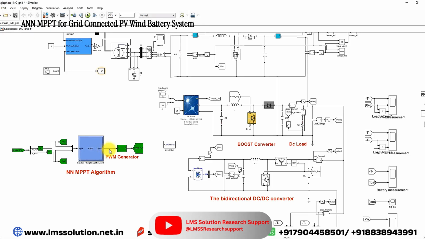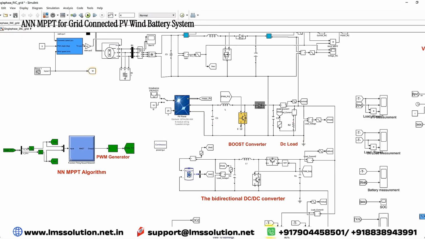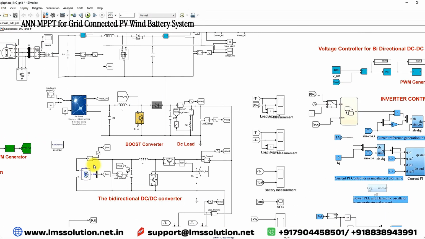This duty cycle again is processed by a pulse generator. The pulse generator generates the pulse for this IGBT. This pulse controls this boost converter to extract the maximum power from the PV panel. Next we have to see about the battery energy storage system. Here we are using a battery. The battery is connected to the DC bus via this bidirectional converter. The operation of the bidirectional converter maintains the DC bus voltage at 400 volt.